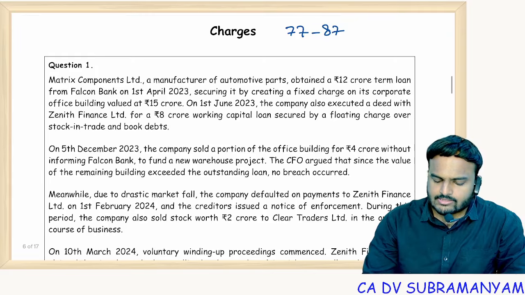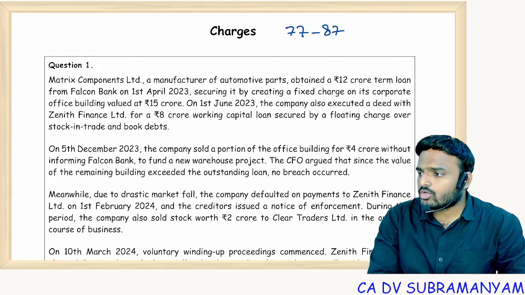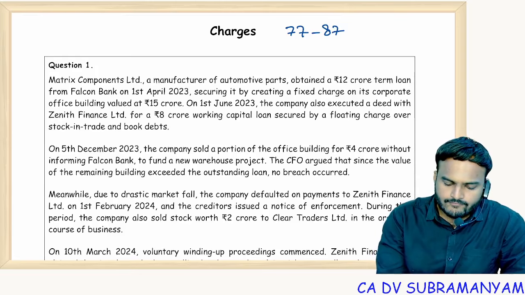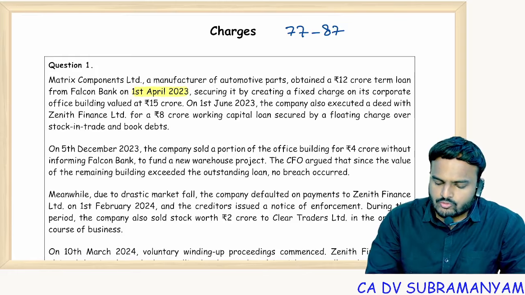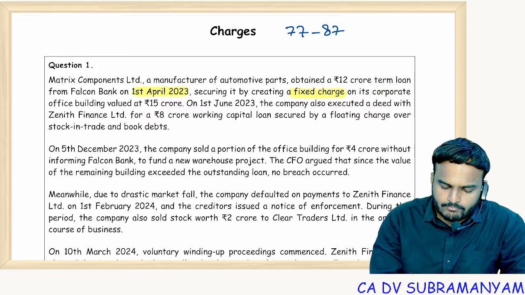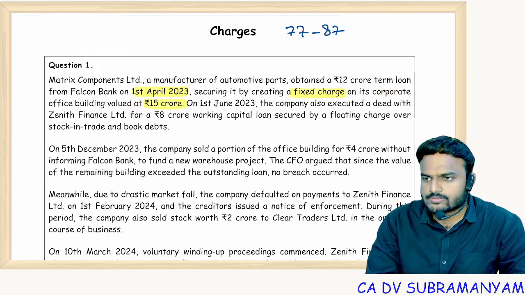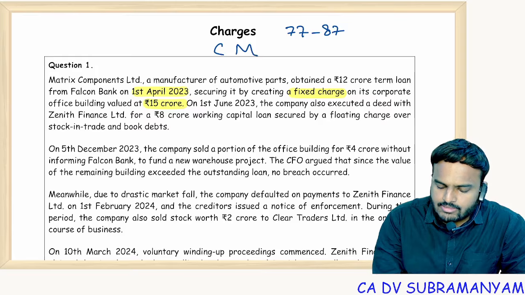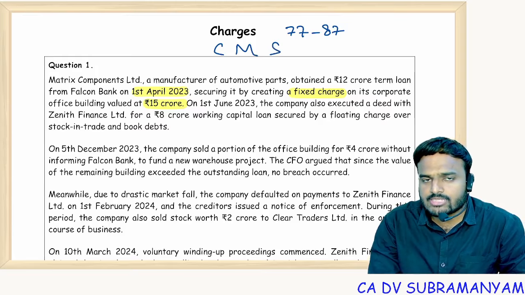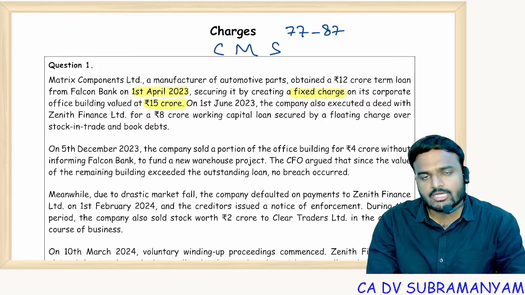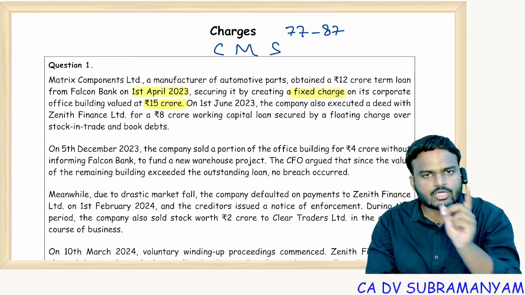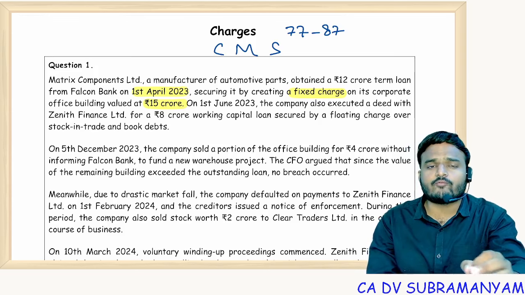Charges. Matrix Components Limited, a manufacturer of automotive parts, obtained a 12 crore term loan from Falcon Bank on 1st April 2023, securing it by creating a fixed charge on its corporate office building valued at 15 crores. So when a charge is created, in charges remember CMS: C stands for creation, M stands for modification, S stands for satisfaction. In these 3 cases, within 30 days of creation, modification or satisfaction, communicate with the ROC; for that, payment of normal fees is sufficient.